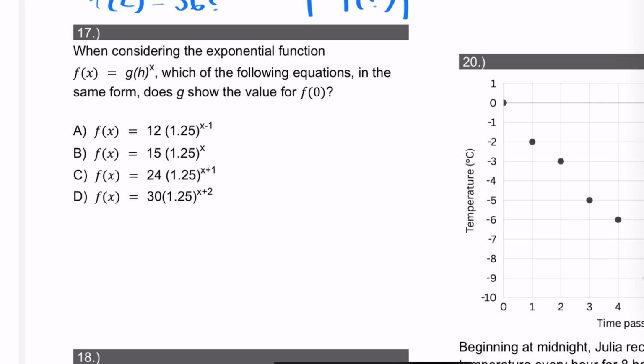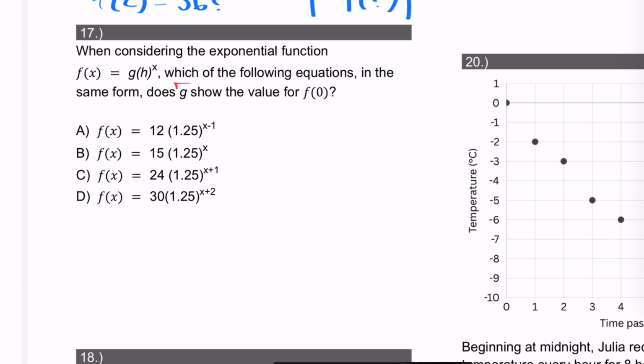And so we have to look at what g shows, basically when the input is going to be 0. So we want to focus, where is g? We got 12, 15, 24, and 30. Those are my g's. So they're asking which of these four problems is when we plug in 0 for x, when we plug in 0, which of those is going to end up resulting in an answer of whatever g is there.